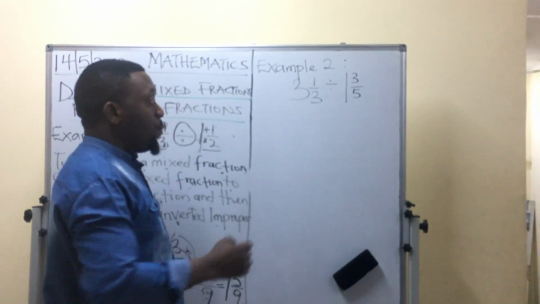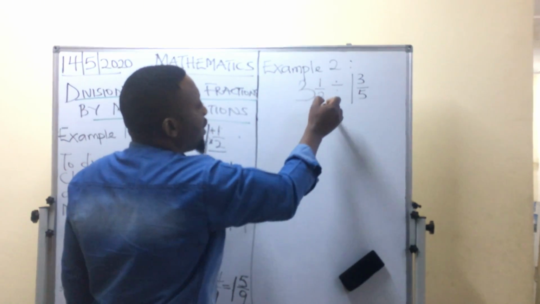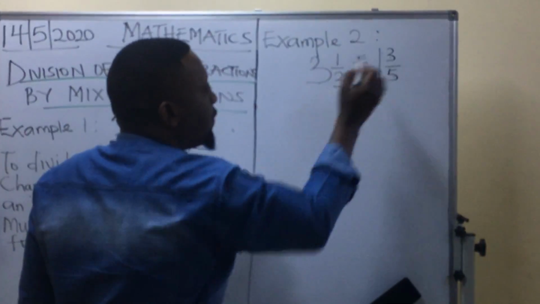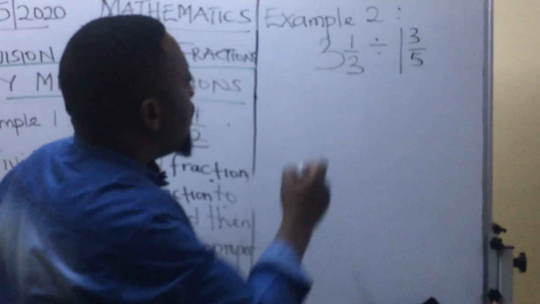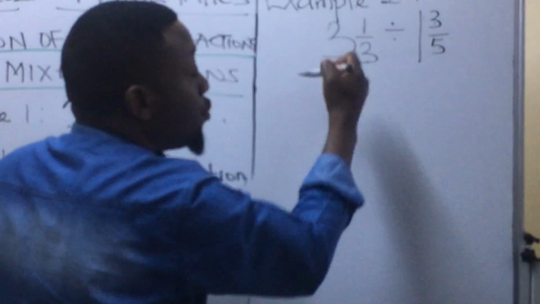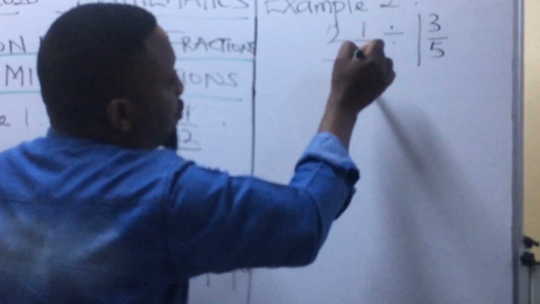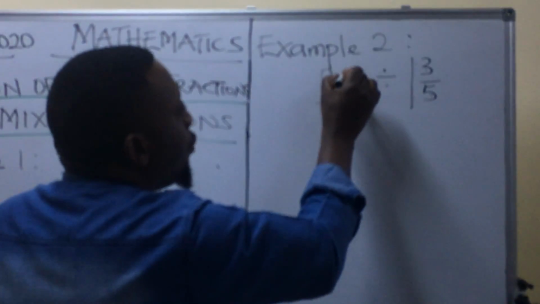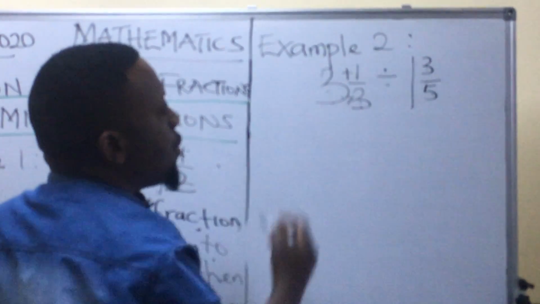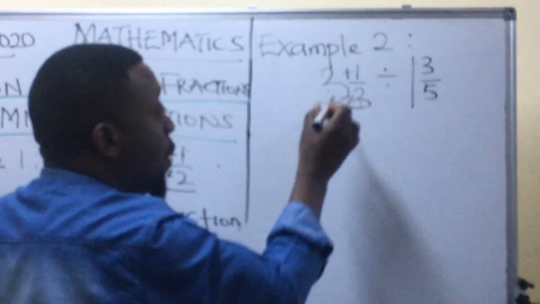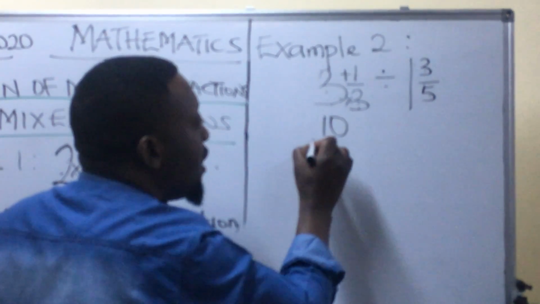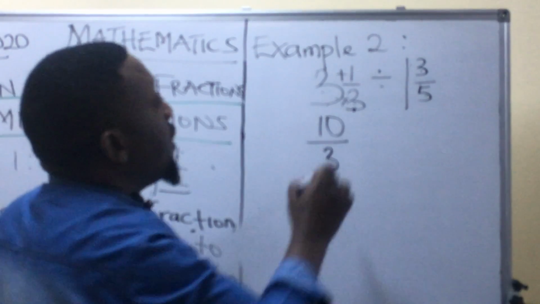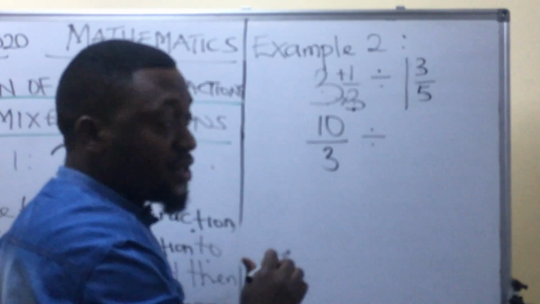Another example. 3 whole number 1 over 3 to divide 1 whole number 3 over 5. Then convert this mixed fraction to an improper fraction by saying 3 times 3 plus 1. So 3 times 3 will give us 9. 9 plus 1 will give us 10. 10 all over this denominator, which is 3. You see? Then the sign of division still remains there.